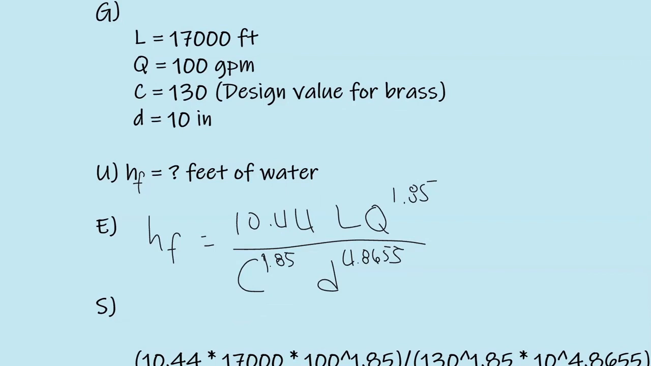So we have this: 10.44 times the length times the volume of water raised to the 1.85 power, divided by the Hazen-Williams constant raised to the 1.85 power times the diameter of the pipe raised to the 4.8655 power. So we're just going to plug it in. Hopefully this is making sense so far.